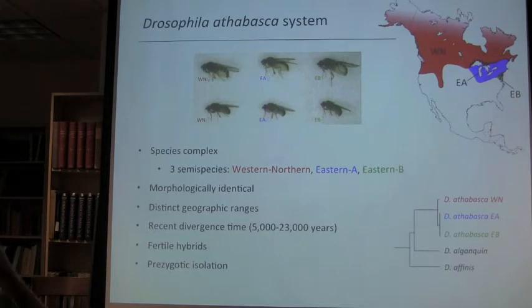More importantly, though, this species has a very, very recent divergence time. So the estimates of divergence time within the group range from 5,000 to 23,000 years. And this is much, much less than any of the species that were on the table that I showed you earlier. And so the divergence time between the western and the two eastern groups is more ancient at around 20,000 years, and then very recently, around 5,000 is the estimated split time for eastern A and eastern B. And they still produce fertile hybrids, but they exhibit prezygotic isolation in the form of courtship song differences between semi-species.